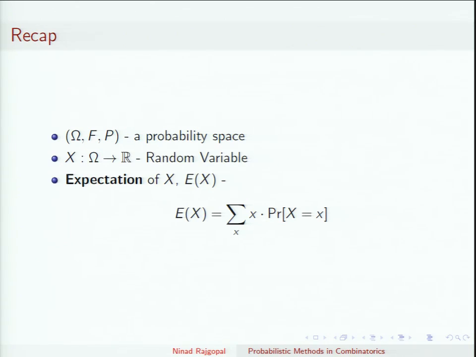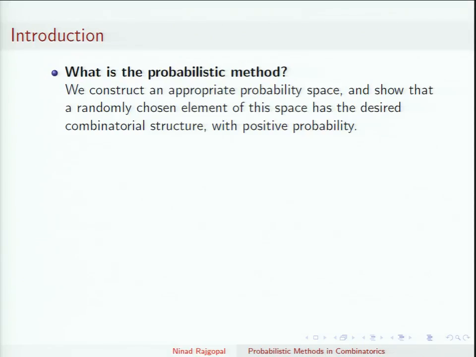Now I'll give a small introduction as to how the probabilistic method works. When we look at a problem, we try to construct an appropriate probability space and then explore the combinatorial structure such that whatever properties we want occur with a positive probability. I know this is a very abstract definition, so as and when I give examples during this talk, it will be more clear. Fine.